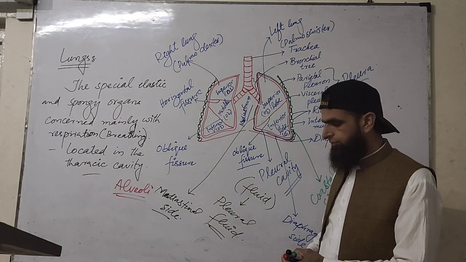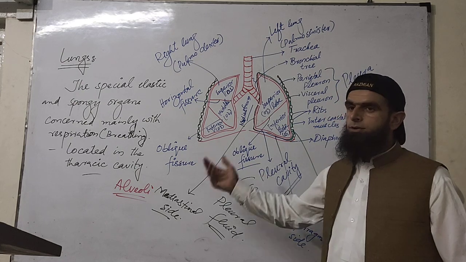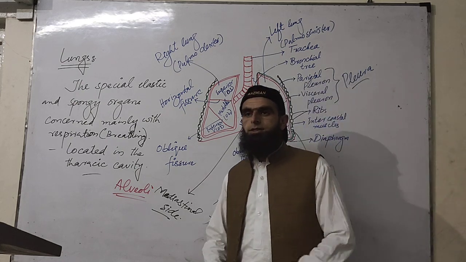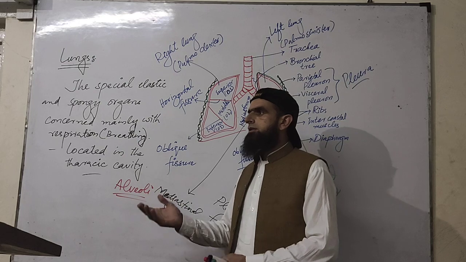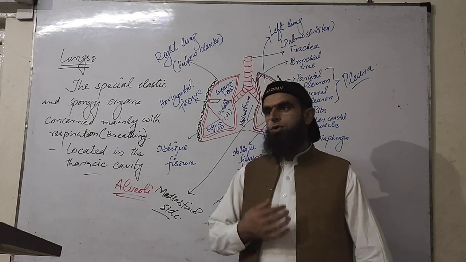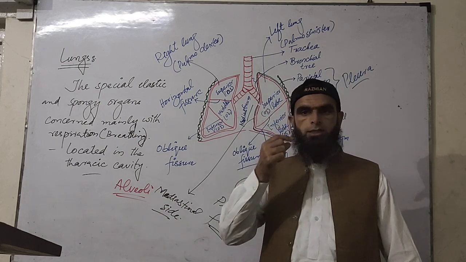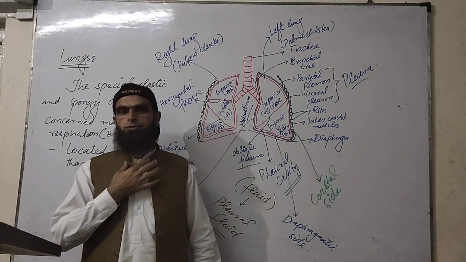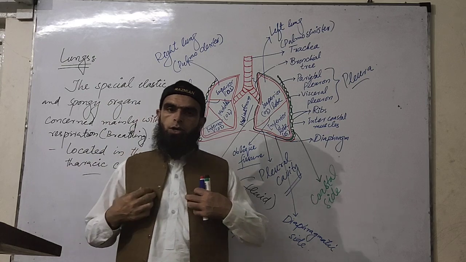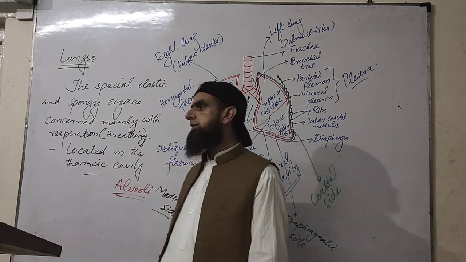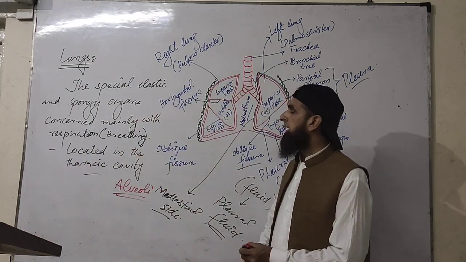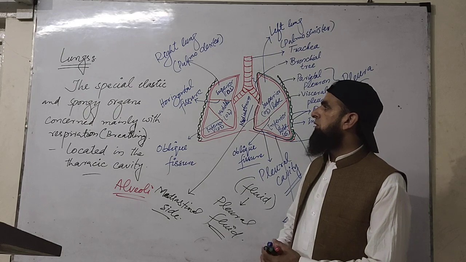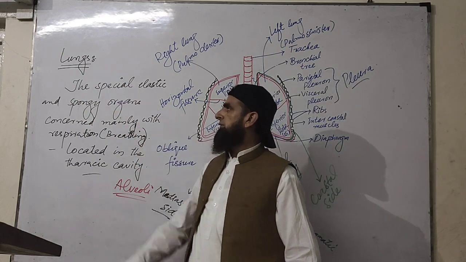In the previous topic, we discussed the different parts of the respiratory system of human beings. That is, the upper respiratory tract and lower respiratory tract have been discussed. The nasal cavities, nostrils, pharynx, larynx, trachea, bronchi, bronchioles and alveoli have all been discussed over there. Now, today we will talk about the lungs.